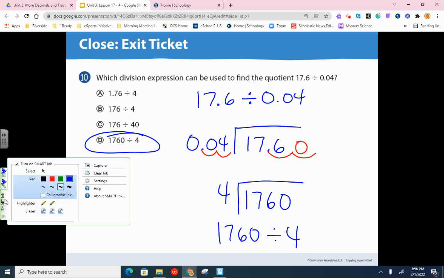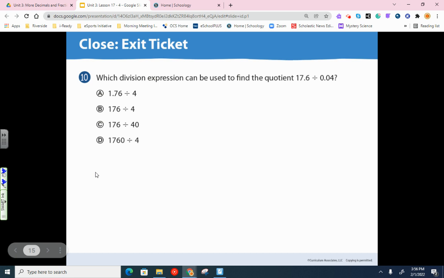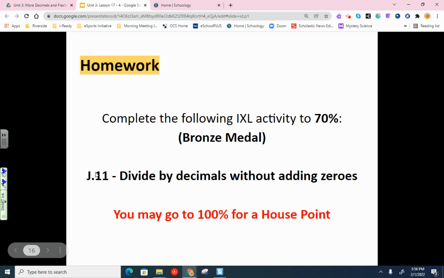So that's it for your notes. Your homework assignment is going to be J11, divide by decimals without adding zeros. A lot of your answers are probably going to be whole numbers. Your quotient will be whole numbers, but you will have to shift your decimal points for both the divisor and the dividend, just like we did with our lesson today.